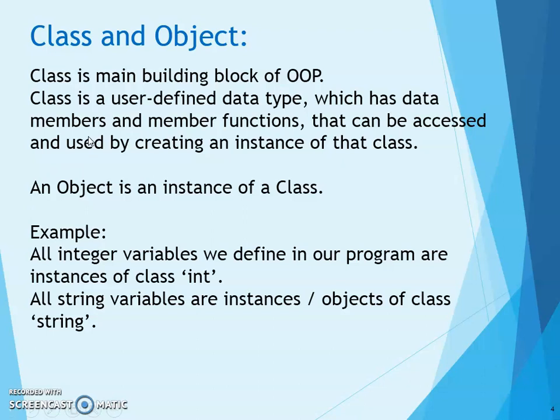So we'll start with a class. What is a class? Class is the main building block of object-oriented programming. It is a user-defined data type which has data members and data functions that can be accessed and used by creating an instance of a class. That is, class is a user-defined data type having data members and member functions, and we can access these data members and data functions by using an instance of a class. So an instance of a class is called an object. Object is nothing but an instance of a class.